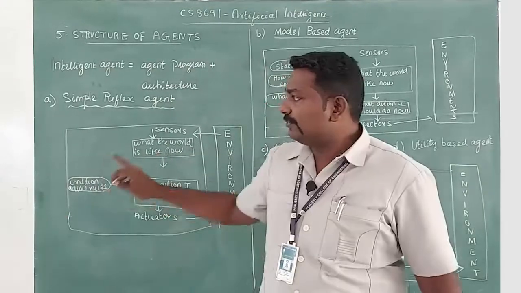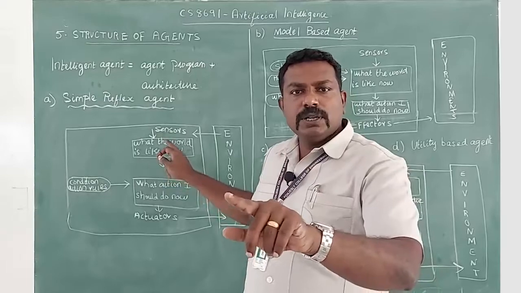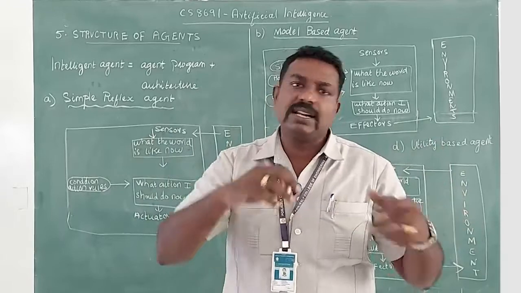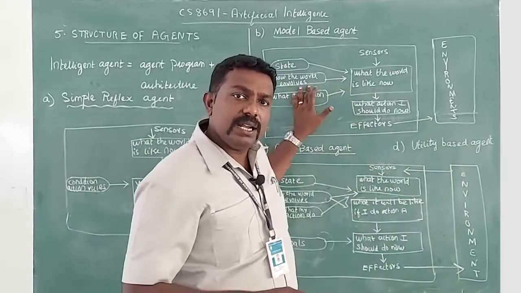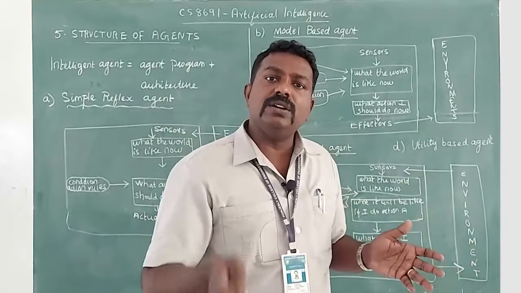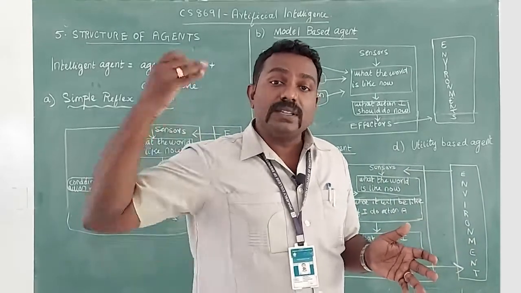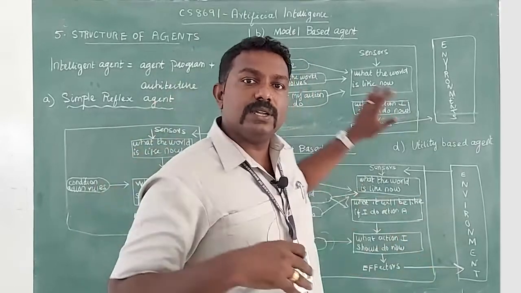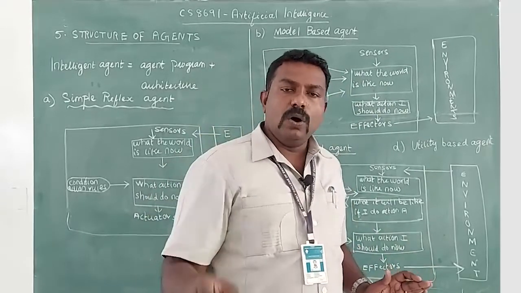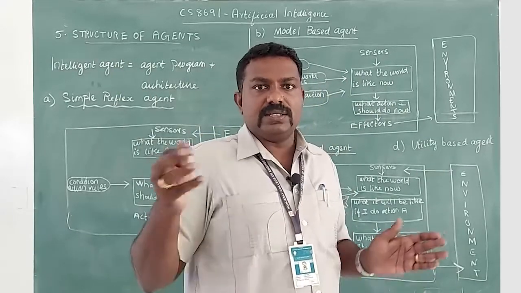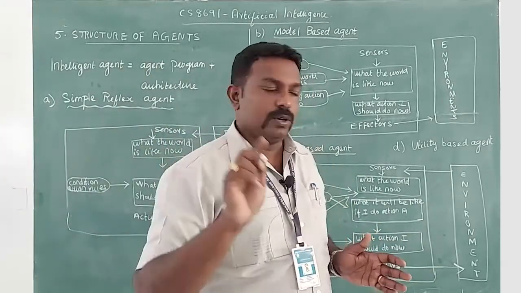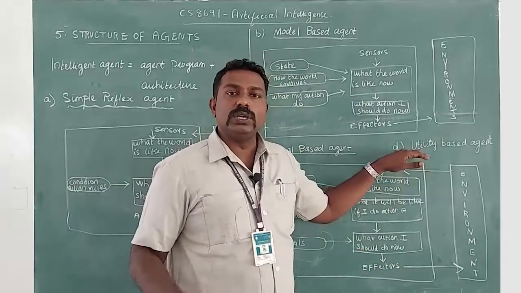Simple reflex agent: if you give one input, it gives an output. Whatever input you give, it processes and gives the output. Model based agent: if you are not getting the input from the environment, still you must be in a position to give an action based on the previous history, based on the model. That's why you call it a model based agent. What is a goal based agent? Based on the goal, you must take a decision. You cannot simply take any path. You must choose a path that takes you to the destination. So that is the goal based agent.